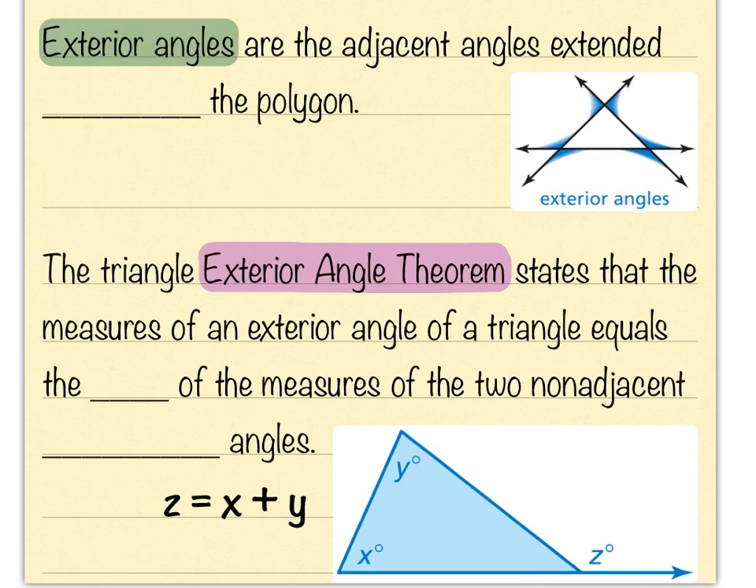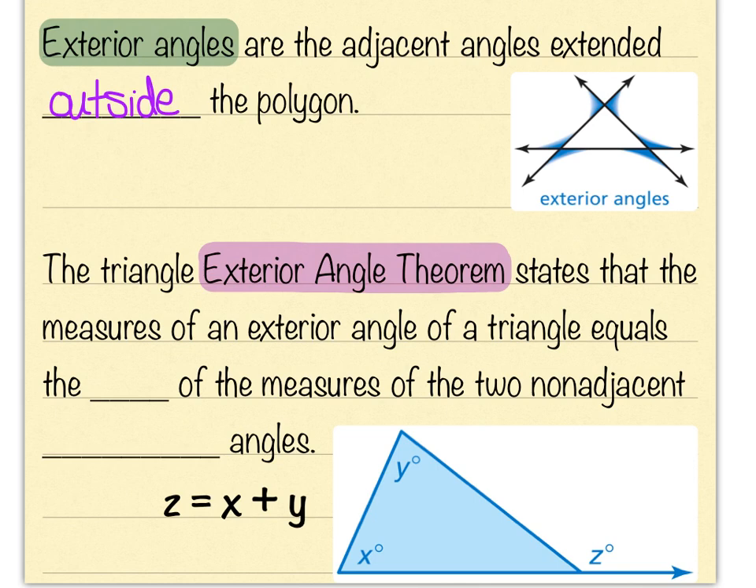This theorem you might not be as familiar with. It's the exterior angle theorem of a triangle. Exterior angles are the angles that are adjacent angles extended outside the polygon. Obviously outside because they're exterior. So if I have a triangle, my exterior angles here are the ones highlighted in blue. Angles that are extended outside the triangle.